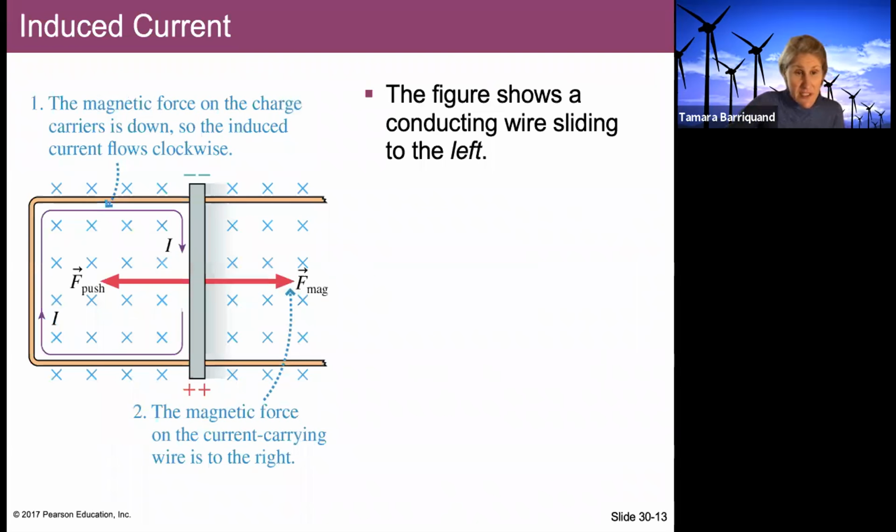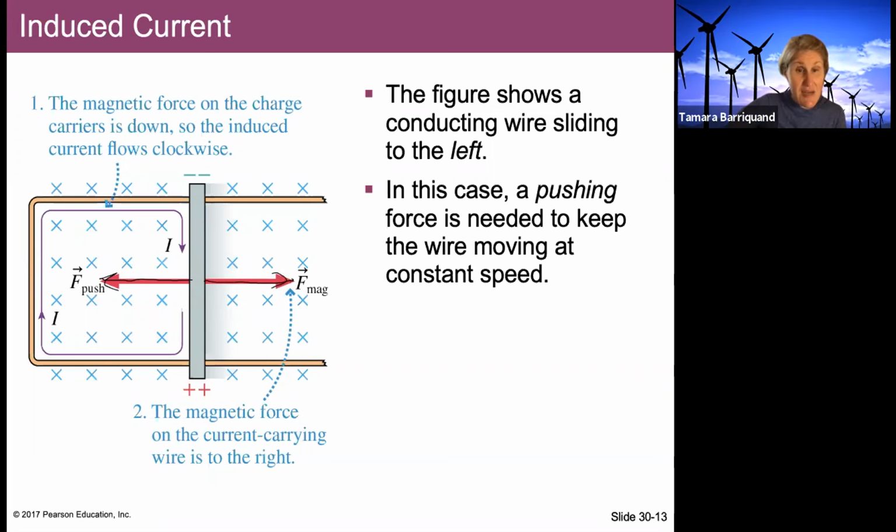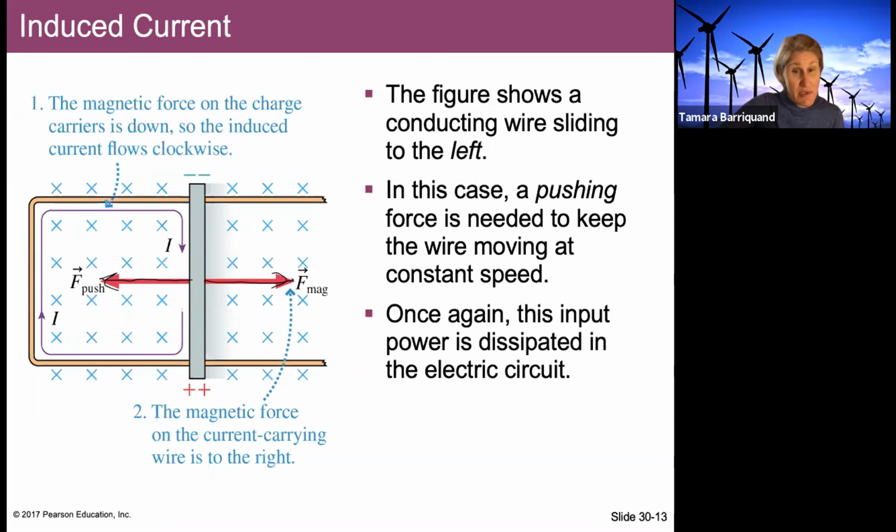So now this figure shows a conducting wire that is now sliding to the left. So now if we're sliding it to the left, we now need to keep pushing it to the left because now our retarding force due to the magnetic field is to the right. So in this case, a pushing force is needed to keep the wire moving at constant speed in the opposite direction. Again, if we did that same calculation, we would see that this input power will be dissipated entirely by the electric circuit.